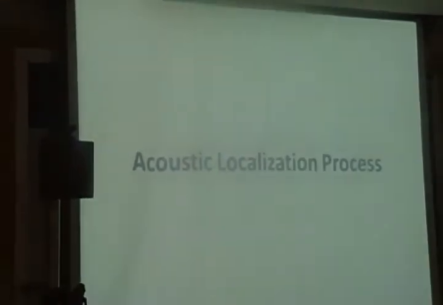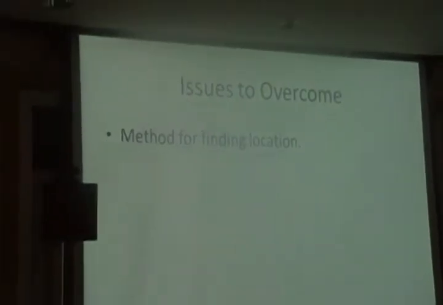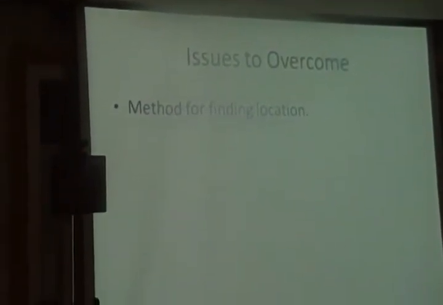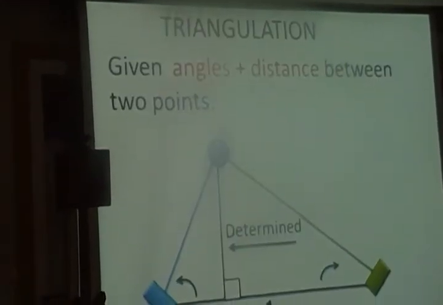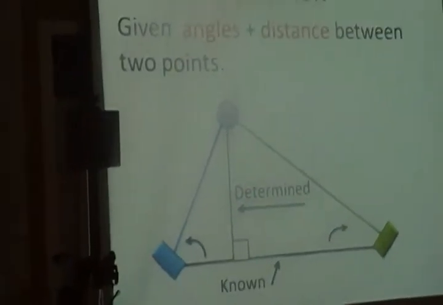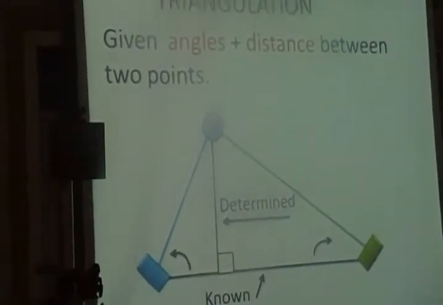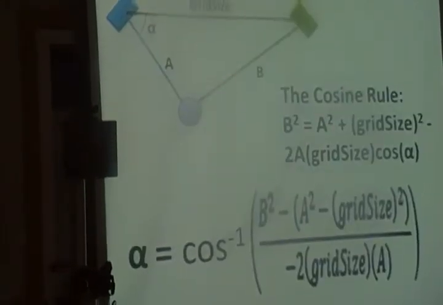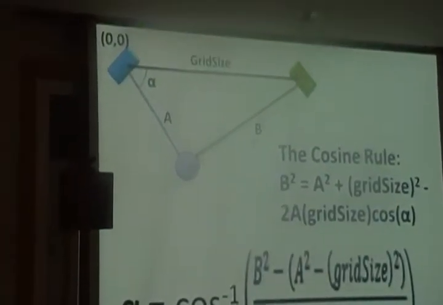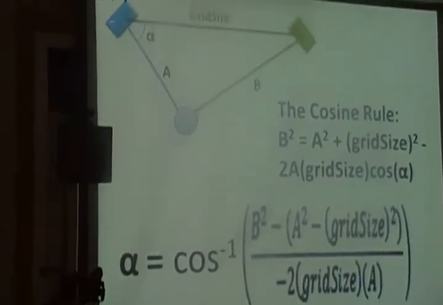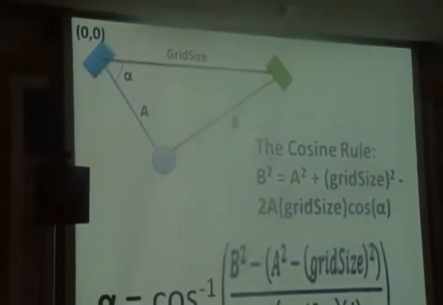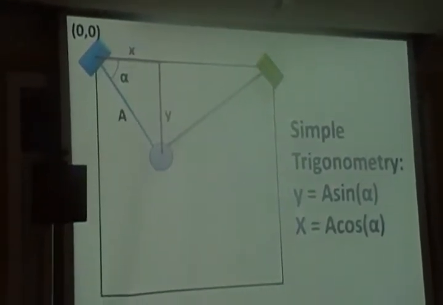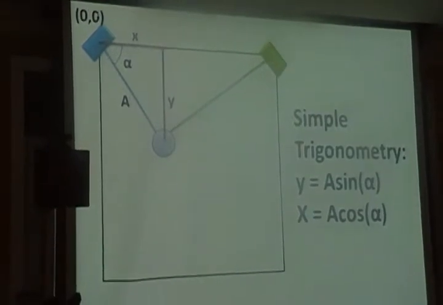Now, what is the acoustic localization process? Well, there were certain issues that we had to overcome first. The first one being how to find the location of the object, and we use triangulation for that. Triangulation uses the distance between 2 known points and the angle that the object in question forms with those known points. Using the cosine rule, if we have the distance that the object has from the known points, we can calculate the angle. And if we have that angle, we can simply calculate using simple trigonometry the y value and the x value from one of the speakers set as reference.